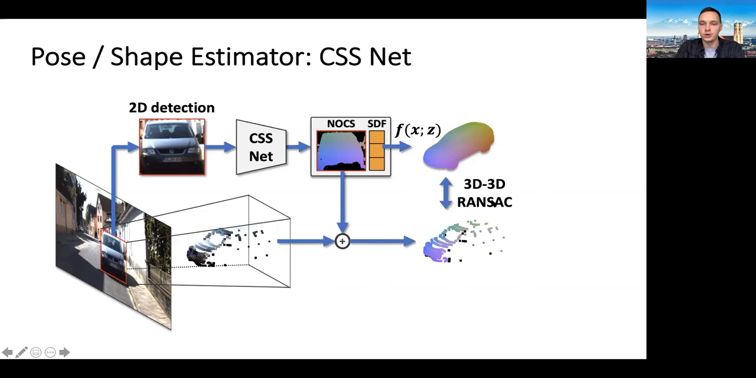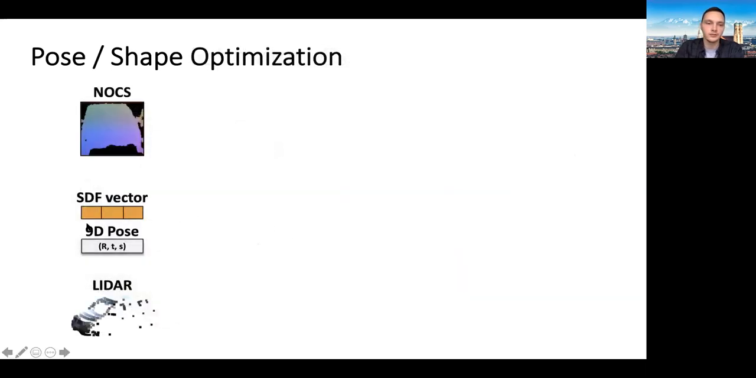And given the 3D correspondences, we can apply either the Kabsch algorithm or Procrustes algorithm together with RANSAC to eliminate outliers. And with this, we're gonna get a full 9D pose. So with the Procrustes algorithm, you get the rotation, translation, and scale just from knowing the correspondences between two 3D objects. And like this, we get the initial estimate of both the 9D pose and the shape of the car, thanks to the SDF vector.